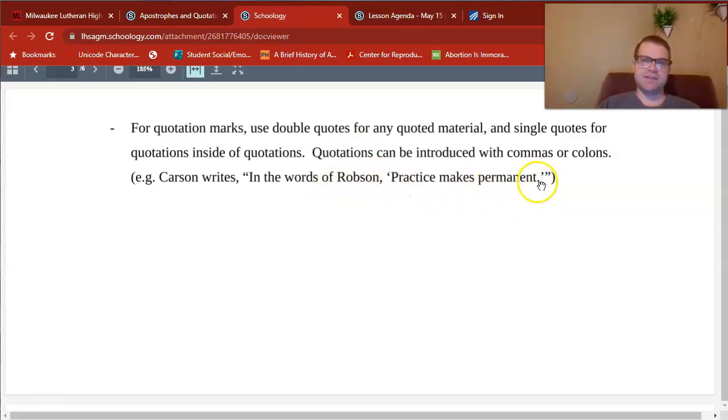Notice at the end of this sentence, we do have a triple quote construction there. It's because practice makes permanent is a quotation inside of a quotation, but it also happens to end the quotation. So it goes period, single quote, double quote to end that one. These sorts of situations where you have that kind of triple quote construction are kind of rare, so you may not see anything necessarily this difficult on your final, but I do want you to be aware of what to do in that situation.